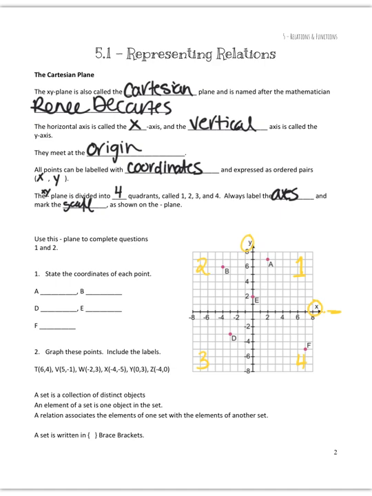So state the coordinates of each point. If you look here, we're looking at A. And for A, we list the x value first. So it is at x equals 2. And y, how far up is it along our y-axis? Well, it's between 6 and 8, which is 7.